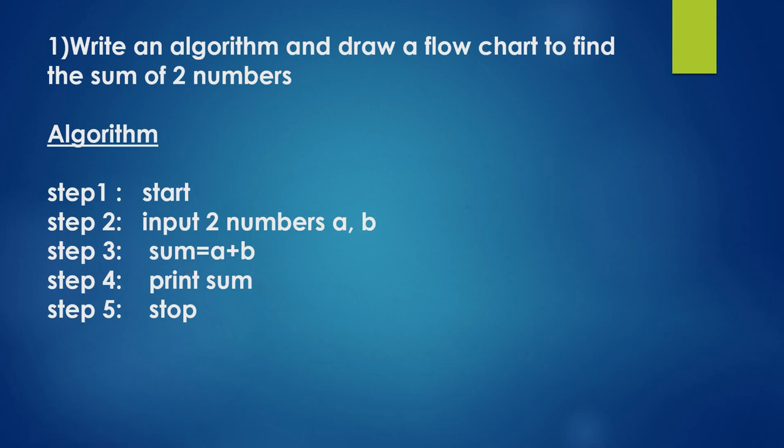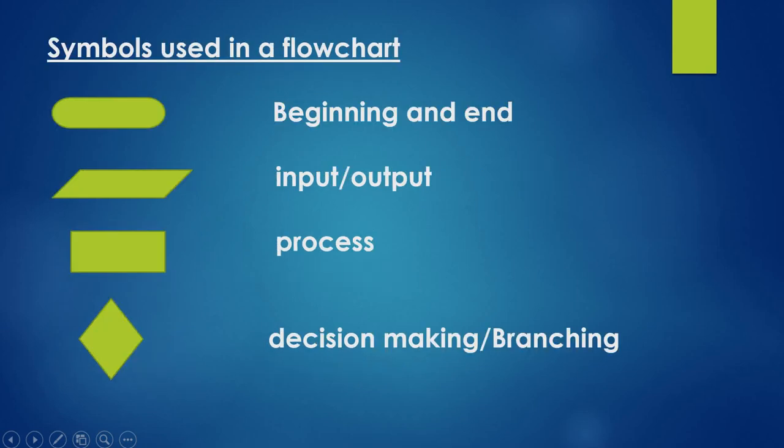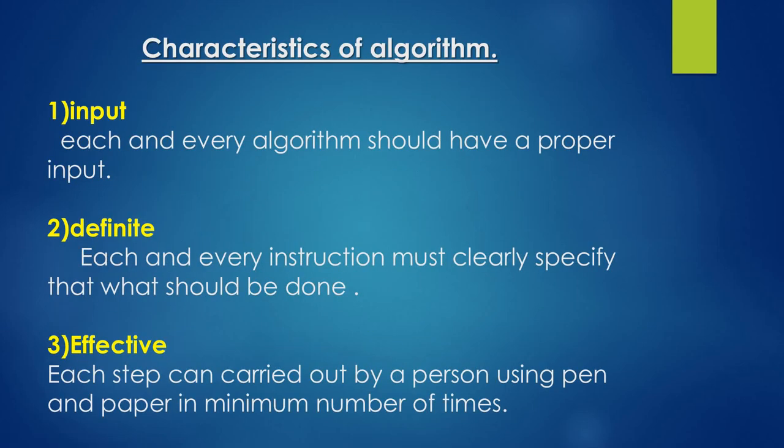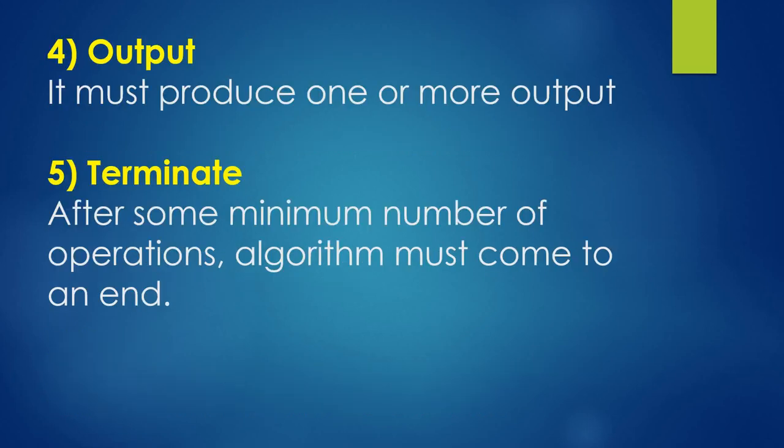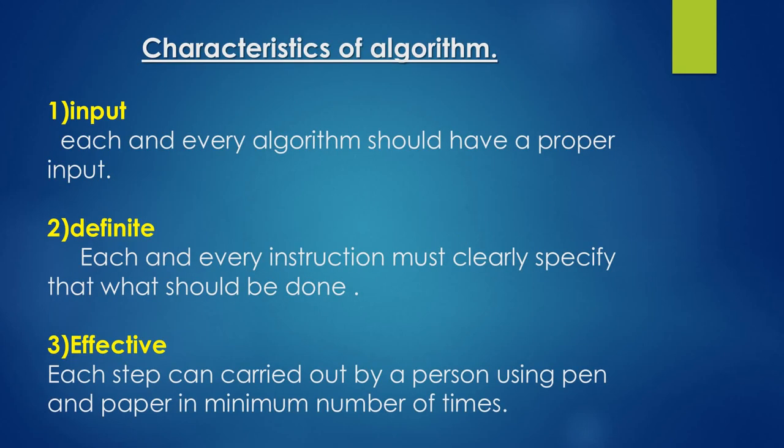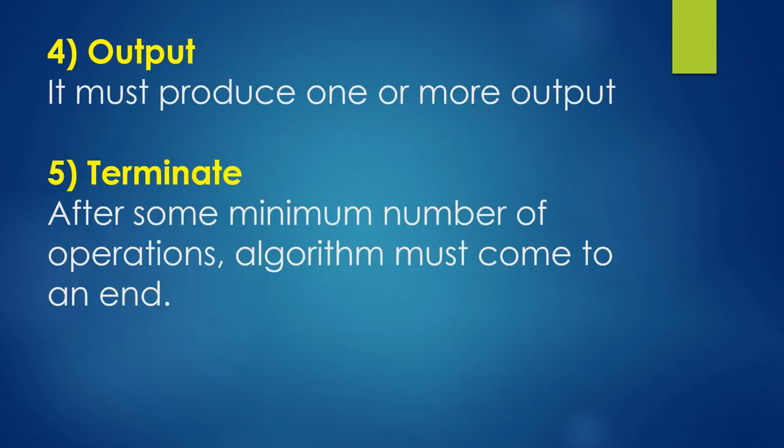Last class we discussed the characteristics of an algorithm: input, definite, effective, output, terminate. That is, each algorithm should have input and output, each step should be clear, and after some steps each algorithm should stop.